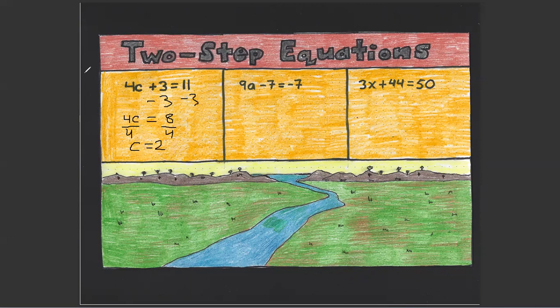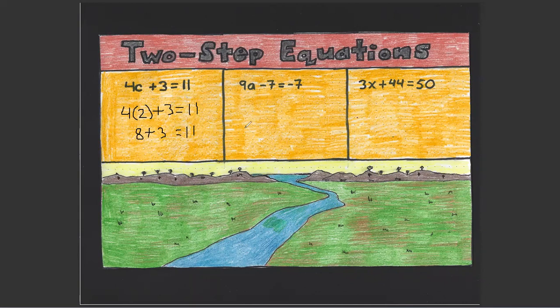And so we know that c is equal to 2, however, it is good to check your answers. So let's check to see if 2 is actually the right answer. We're going to replace that c with the number 2, and then we're going to add 3 to it, and let's check and see if that equals 11. 4 times 2 gives us 8. 8 plus 3 gives us 11. Yes, it works. 2 is the correct answer for this two-step equation.